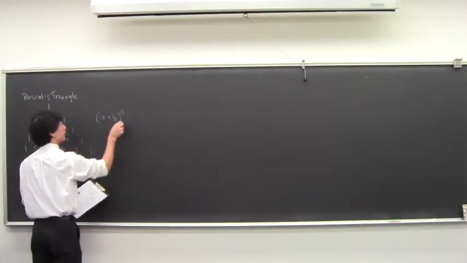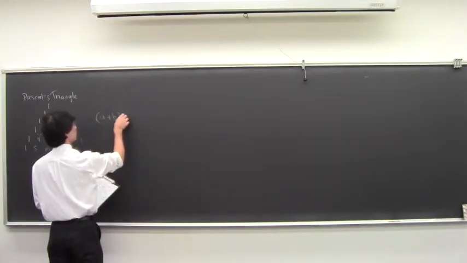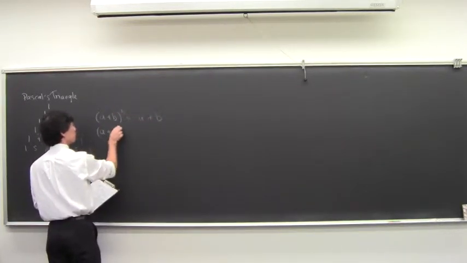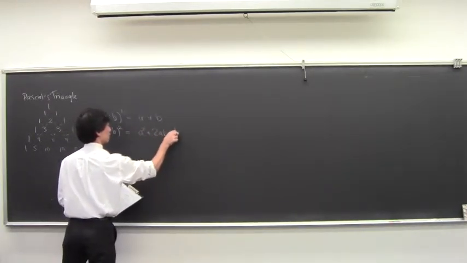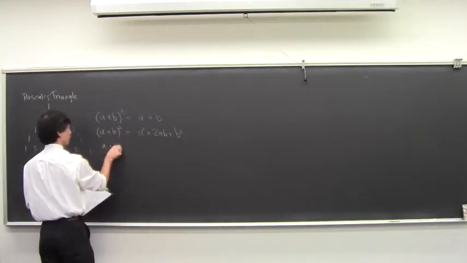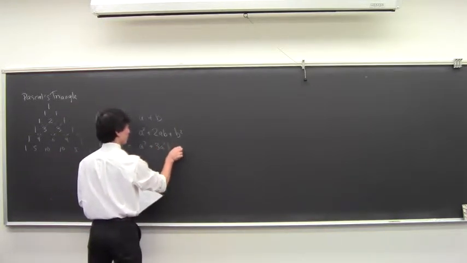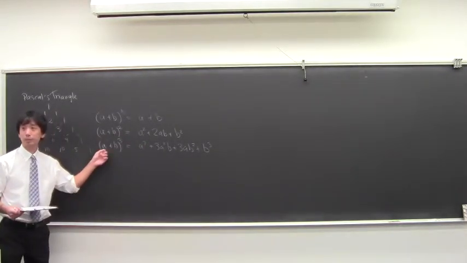What's it good for? Anything? Finding coefficients, yeah. So coefficients of something like (a plus b) to the n. If you have (a plus b) to the 1, well, that's just a plus b. (a plus b) squared is going to be a squared plus 2ab plus b squared. (a plus b) cubed is a cubed plus 3a squared b plus 3ab squared plus b cubed, and so on and so forth, right?